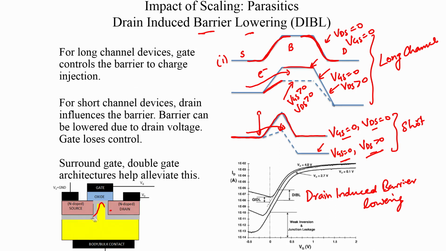And in order to alleviate this problem, how do we get the gate to have more control? You want to not only have the gate having an interface with just one surface layer, but you come up with architectures such as surround gate or double gate MOSFETs, etc., to reduce this impact of the drain and allow the gate to have a significantly larger control on the carrier injection.